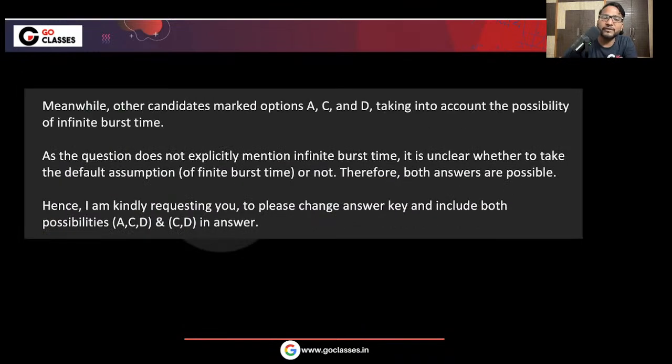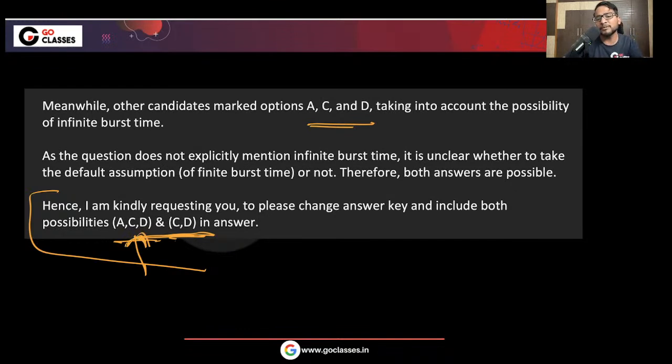Now, I can say meanwhile other candidates marked this. So basically this is my final remark, and I am kindly requesting you to please change the answer key to include both the possibilities, ACD and CD. I am not saying that you just include ACD or just include CD. I am saying include both, because some of the aspirants had made this assumption in mind, some of the aspirants had not made this assumption in mind. So that is why both should be the answer.